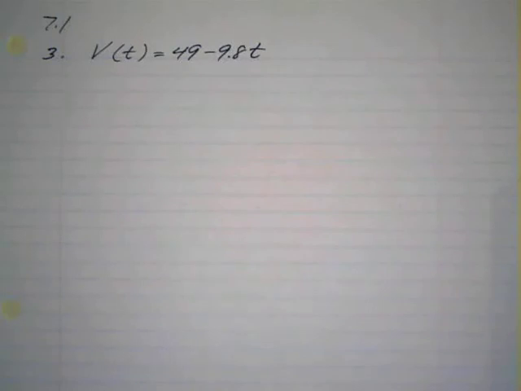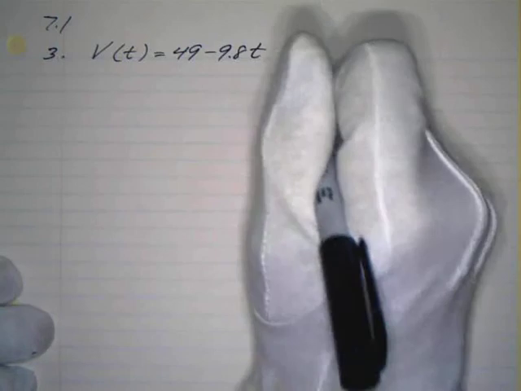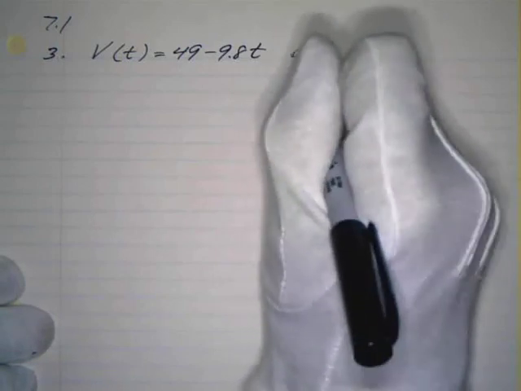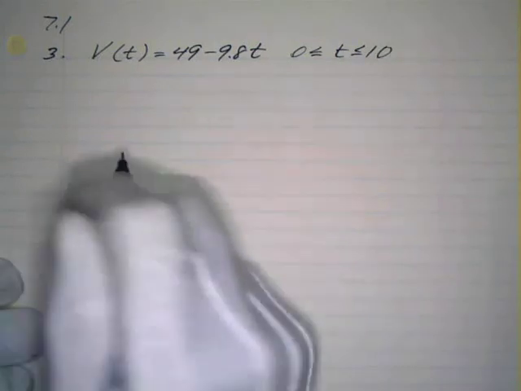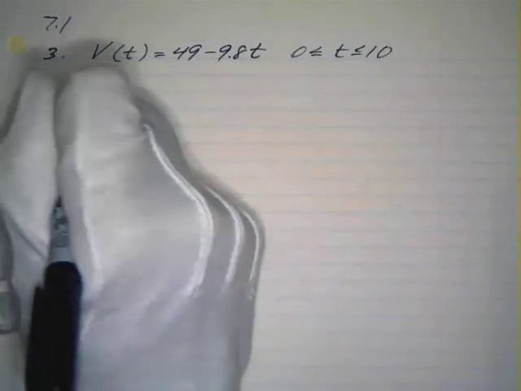Okay, here's number 3 on 7.1. We got our velocity function v of t equals 49 minus 9.8t. And again, our interval is going to be 0 less than or equal to t less than or equal to 10. So first of all, we want to find out when the particle is moving right, left, or 0. So this is the A.